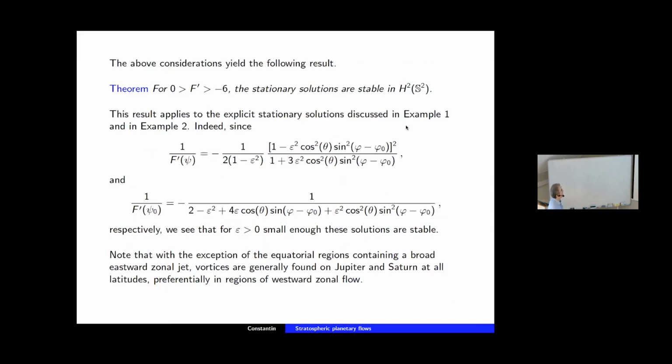And Arnold. So basically, any solution that satisfies this will be stable in H2. In particular, the two solutions that I showed you, the ones that come from zonal flows by rotation for these special choices of F, both enter this framework, so they are stable.